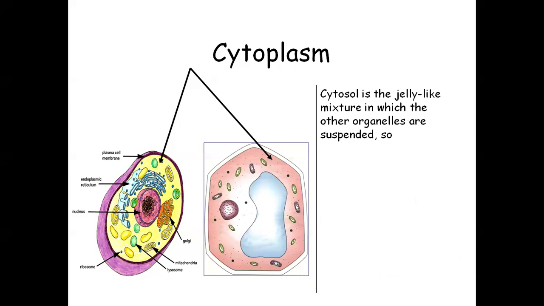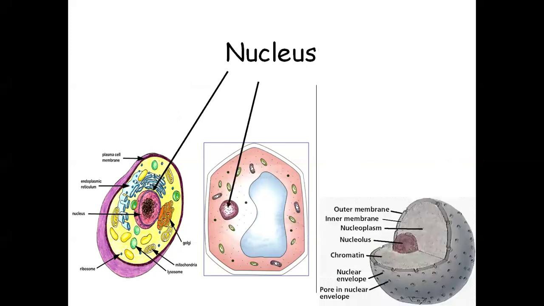And the cytosol, sol is nothing but a solution-like thing. Cytosol. Cyto means cell, and sol is the solution found in the cell. And cytosol is the jelly-like mixture, as I already mentioned, in which the other organelles are going to get suspended. So, cytosol plus organelles together we call as cytoplasm. Okay? And the next one.